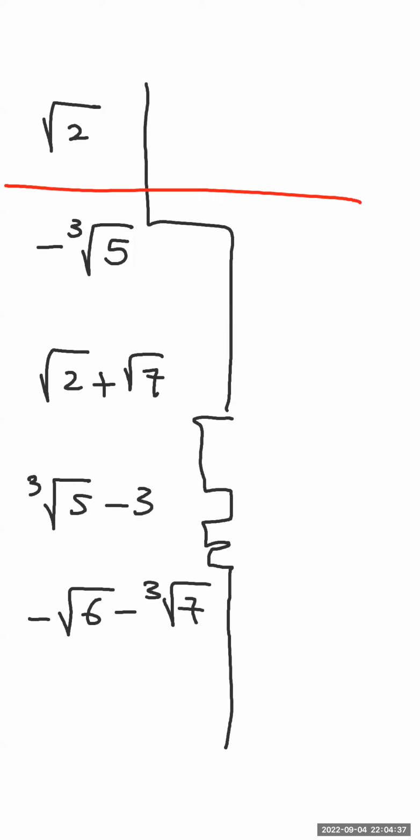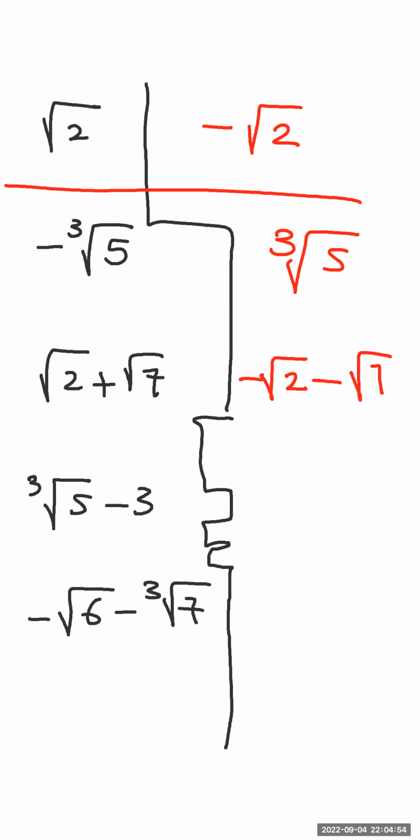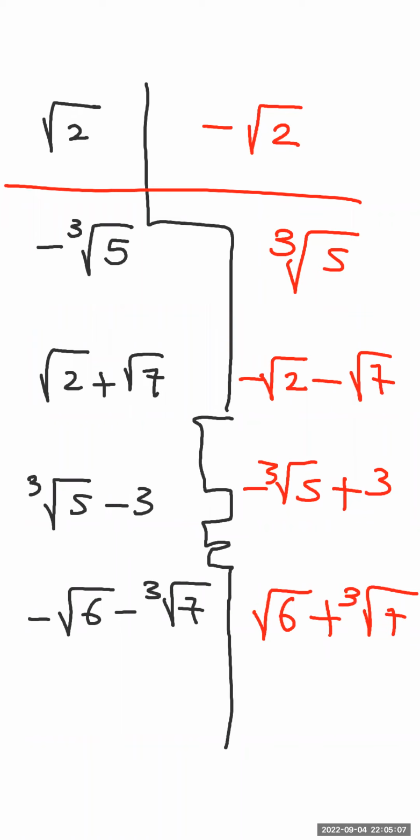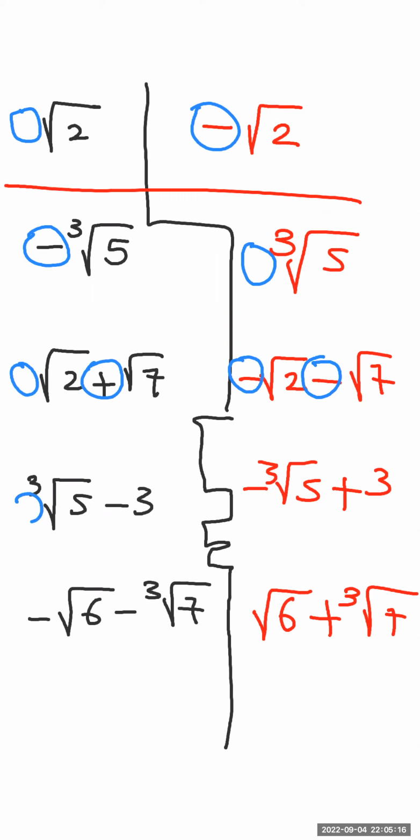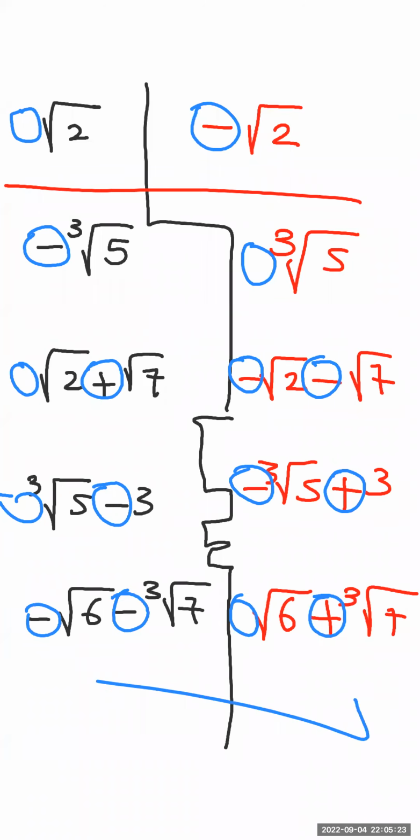The first number, additive inverse, change the sign of all numbers. Negative square root of 2. That's it. Change the sign. Cubic root of 5, change the sign. Negative square root of 2 minus square root of 7. Change the sign. Negative cubic root of 5 plus 3. Square root of 6 plus cubic root of 7. I just change the signs simply. That one was positive, becomes negative. Negative, positive. Positive, negative. Very simple process, right?